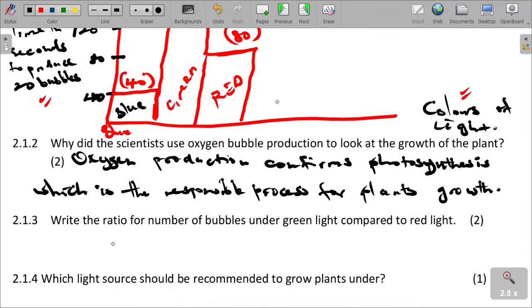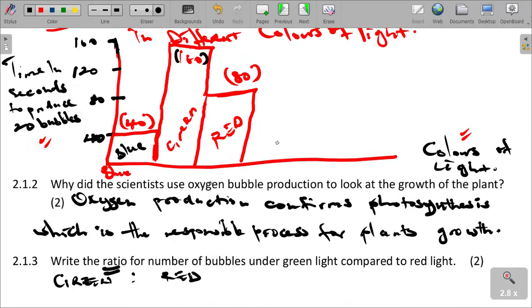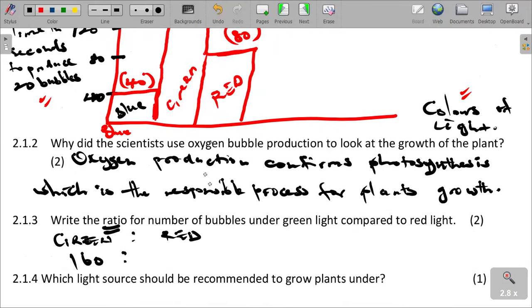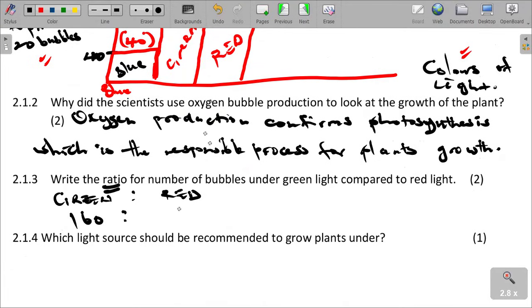And then write the ratio for the number of bubbles under green light compared to red light. So we can just say green as to red, and then we put the numbers of green as to red. Green light is given 160, so this is 160 as to red. Red is 80, so 160 as to 80.